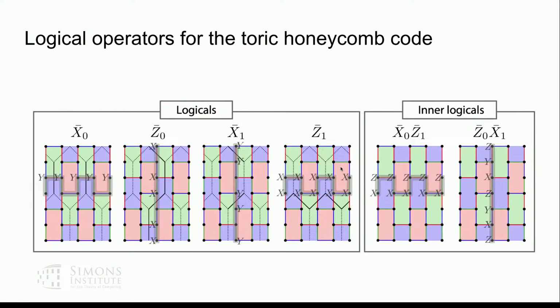And this is one way you can derive the logical operators of the honeycomb code, shown in the left box of these 4 figures here. I'm just showing the 4 logical operators of the honeycomb code, and each one is associated with some homologically non-trivial cycle through the tiling.